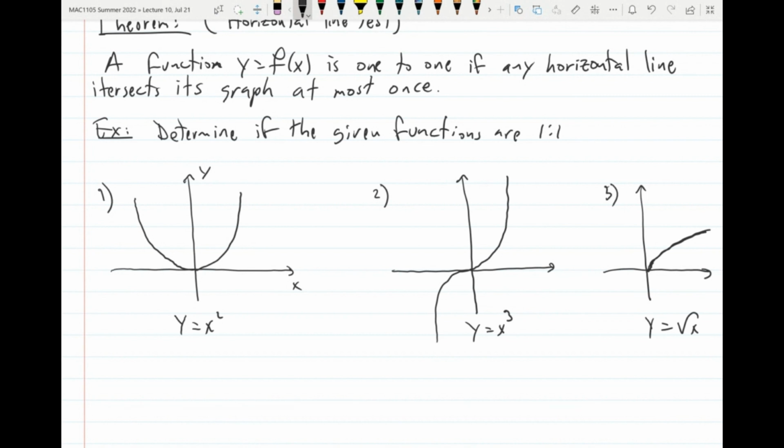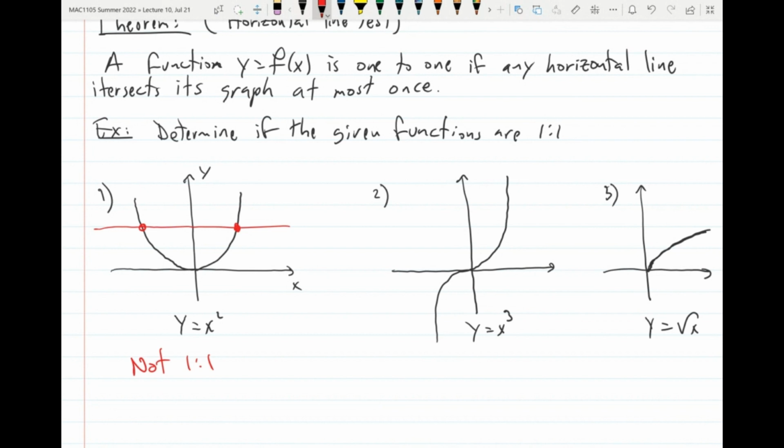Number one, is it 1-to-1? Why? Right? For example, I can draw a horizontal line right here, and it crosses at 2 points. So it's not 1-to-1. Does that make sense? Remember, not vertical, horizontal. Vertical is for function. All of these are functions. They pass the vertical line test. Now this one does not pass the horizontal line test.